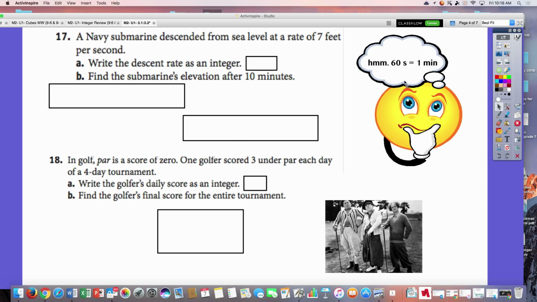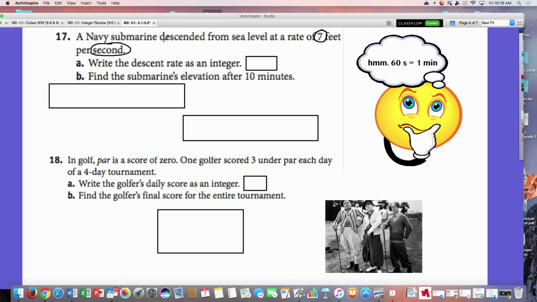You can already tell I got my little thinking emoji guy. Means we're going to have to transfer something again, I think. A Navy submarine descended. Let's dissect this question a little bit. A Navy submarine descended from sea level at a rate of 7 feet per second. Well, I know I'm going to need this 7. It's per second, so I'm going to go ahead and circle that. It's not a number, but I know it's going to be important, right?